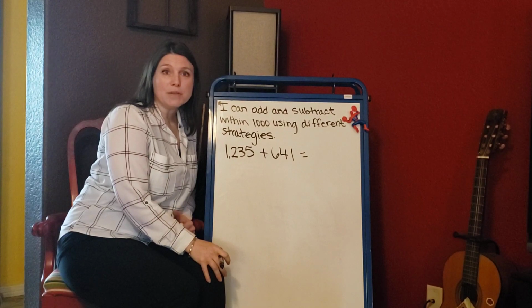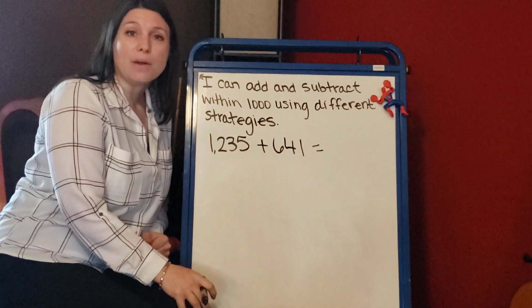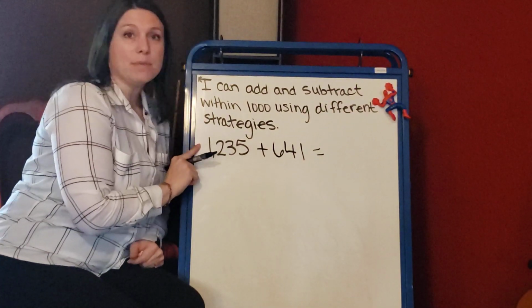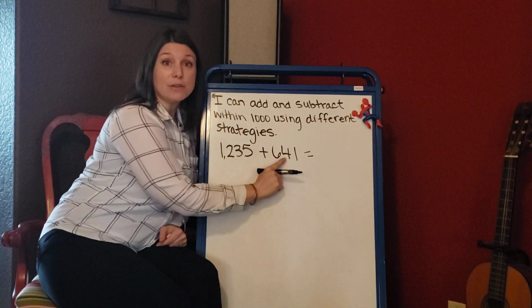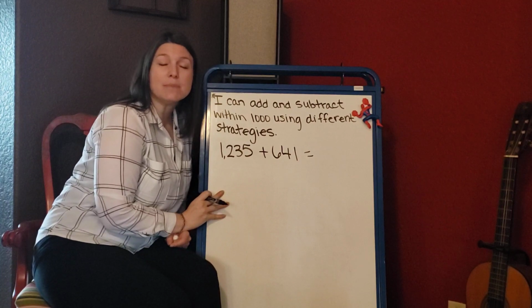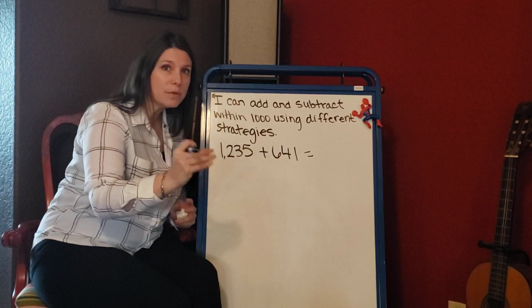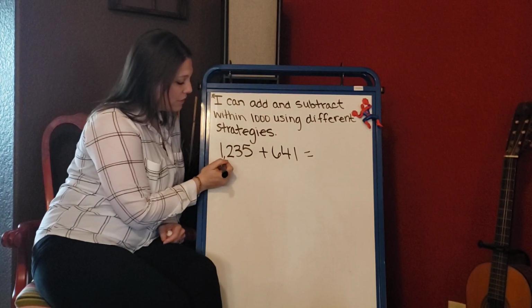The first one we're going to use is using that expanded form to go ahead and add those numbers. So I have my numbers 1,235 and I want to add 641 to it. If I wanted to do expanded form, we know that we need to stretch those numbers out. So the first thing I'm going to do is look at my 1.